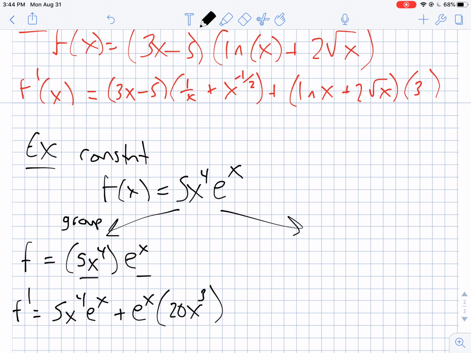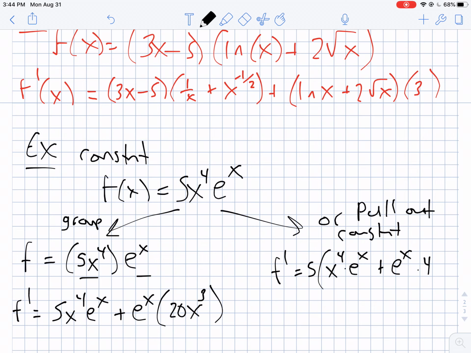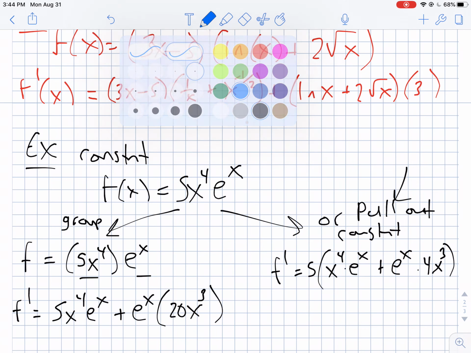So that's another thing. The other thing you could do is pull out that constant. So you could pull out the 5 in front and you have x to the 4 times the derivative of the second plus the second times the derivative of x to the 4, which is 4x cubed. Okay, and if you distribute, you'll see these are identical answers. So I just wanted to show you that you could handle these problems either way. I generally tend to pull out the constant, but whatever makes you happy will bring you success in these.